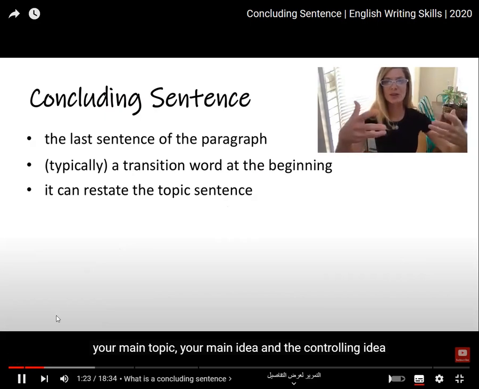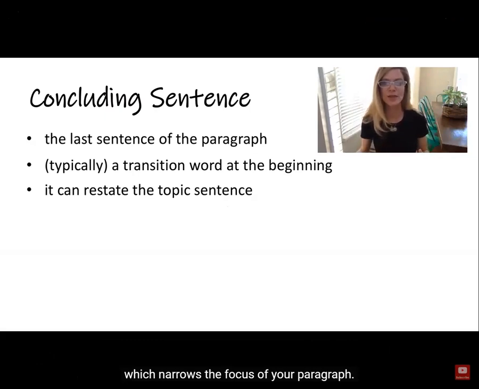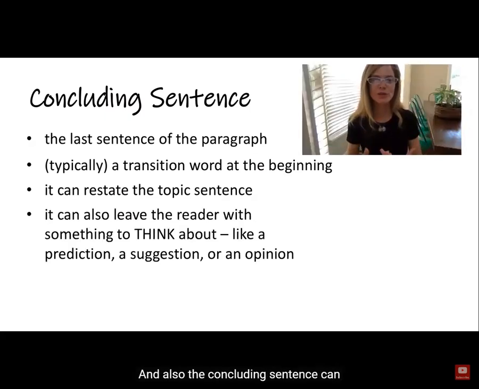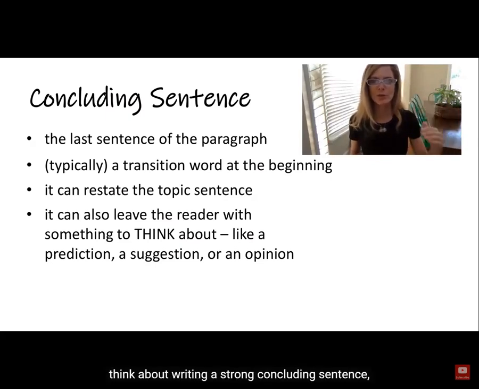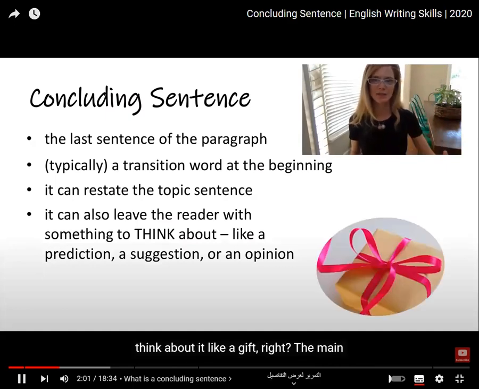An idea and the controlling idea, which narrows the focus of your paragraph. It would just remind the reader about your topic and your controlling idea. And also, the concluding sentence can leave the reader thinking about something that you wrote, like a prediction, a suggestion, an opinion. We want the reader not only to read your paragraph, but we want them to think about your paragraph. So when you think about writing a strong concluding sentence, think about it like a gift, right?